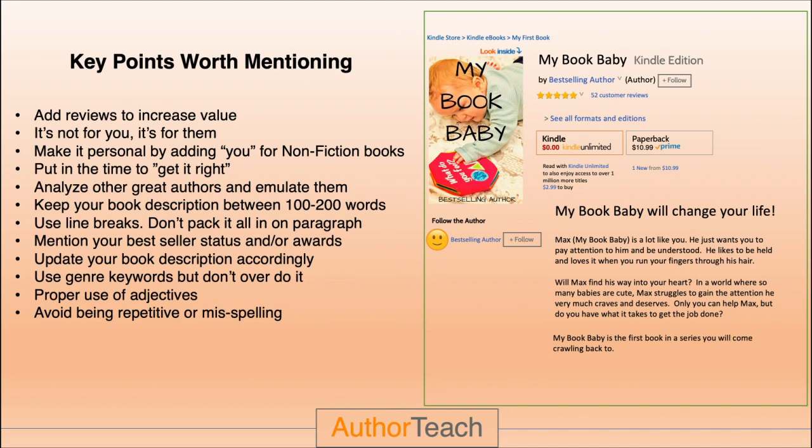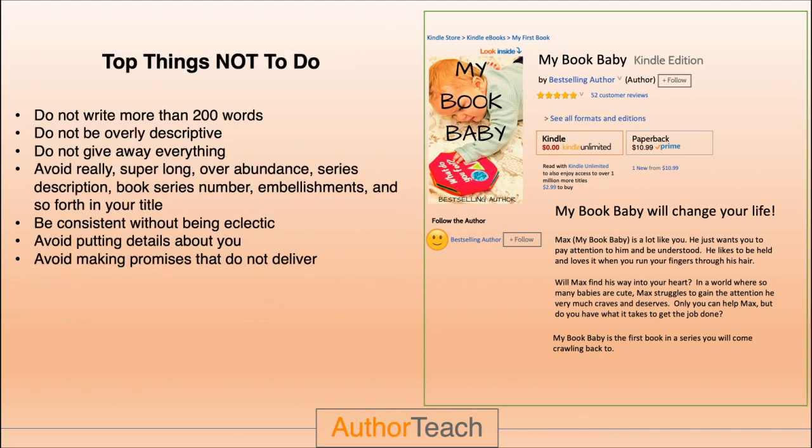Use genre keywords, but don't overdo it. Use proper adjectives to describe a character or a world. And avoid repeating words or misspelling words. Remember, bad grammar in your book description will most likely mean bad grammar throughout your book, and it will turn readers away. All right, now here are some top things not to do.